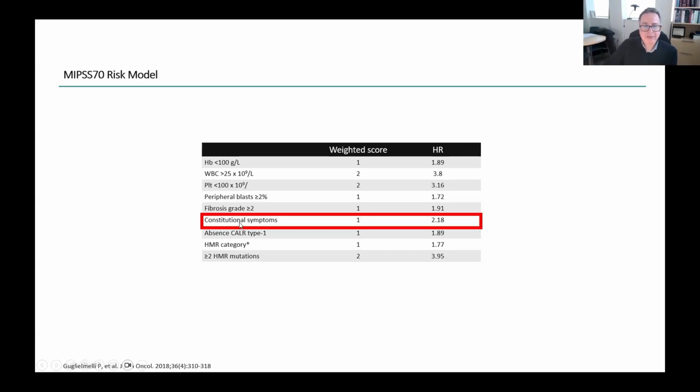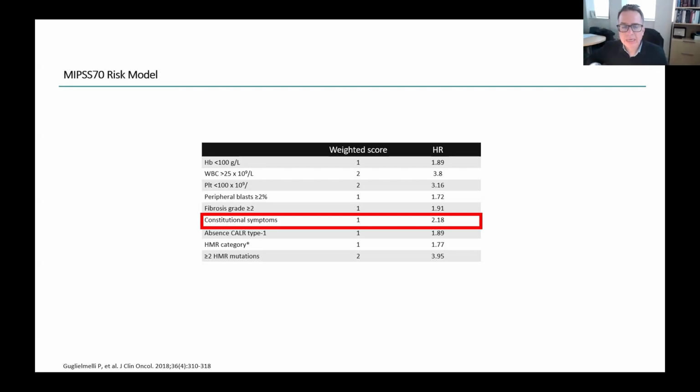But the one that stands out that I always found very interesting and still important, despite having all of these blood count, bone marrow, mutational data points that weigh in, is the fact that symptoms, that's a patient-reported subjective aspect of the disease, matter.